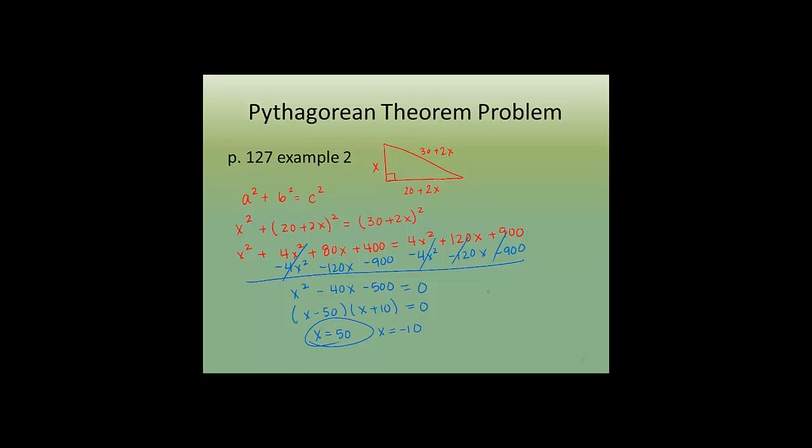So if I go back, I will have a 50 meter length. We will have 20 plus 2x. So that will be 120 meters. And as the problem read, the hypotenuse is 10 meters longer than that, and that's what your answer will be. So these are the solutions.